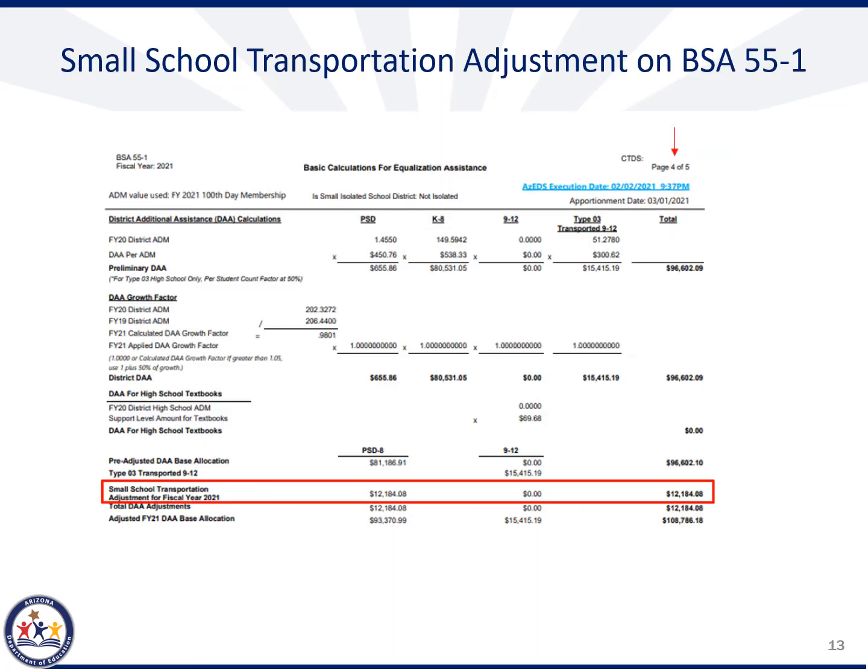I wanted to show you a copy of the BSA 55 with the award included in the District Additional Assistance on page 4. You can see it has its own line item and description and has been added to the District Additional Assistance. Like I said, since the State Board of Education meets toward the end of the month, these will generally not appear in the month directly following approval, but usually the second month after. For example, if these were approved at the January State Board of Education meeting, there's not enough processing time to include in February, but it is included in the March BSA 55-1.